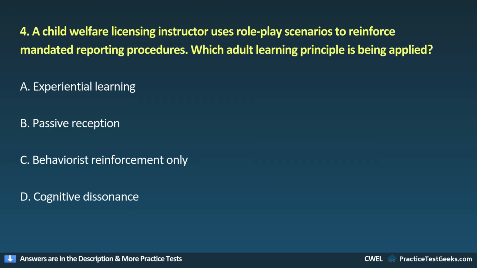4. A child welfare licensing instructor uses role-play scenarios to reinforce mandated reporting procedures. Which adult learning principle is being applied? A. Experiential learning. B. Passive reception. C. Behaviorist reinforcement only. D. Cognitive dissonance.